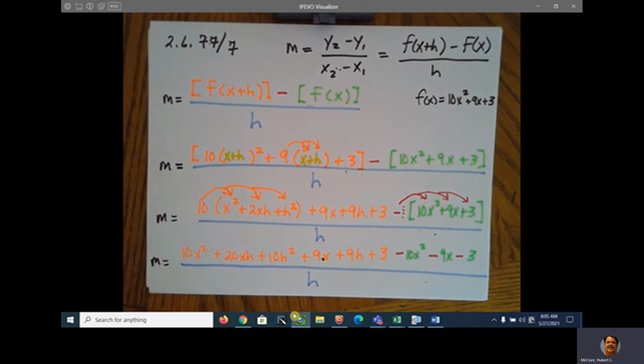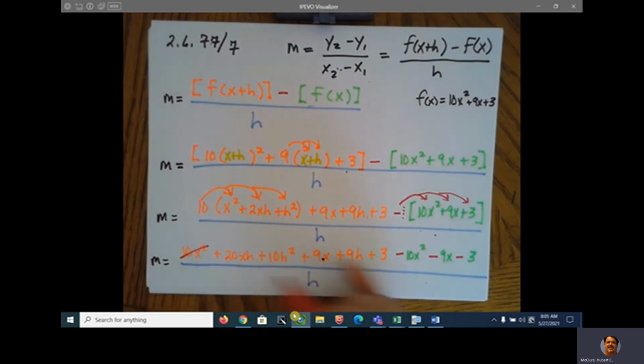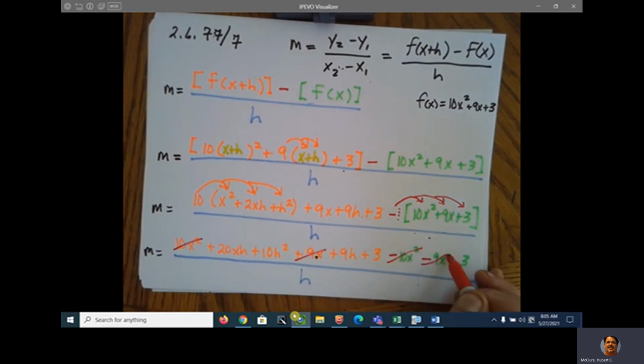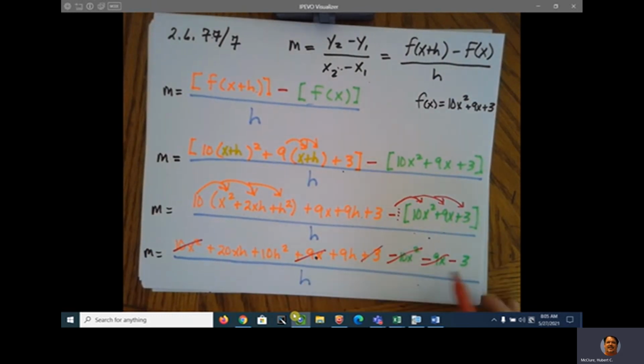Get my red pen out. 10x squared. Do I have a negative 10x? Oh, there it is right there. So that cancels. 9x and negative 9x, that cancels. And 3 and negative 3, that cancels. So all you're left with is H terms. That's what's supposed to happen.